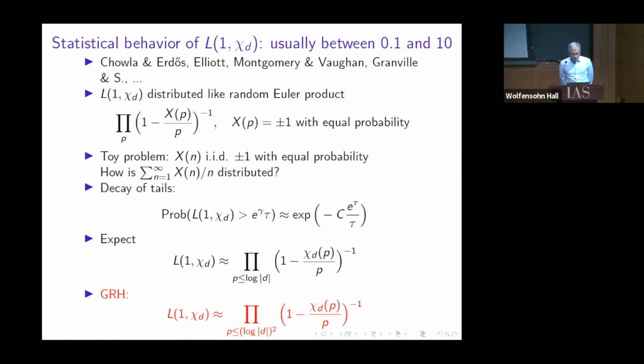We can't quite solve this problem completely. Even on GRH, you can only say that L(1, χ_d) is approximated by an Euler product going up to (log d)². So there's a little bit of lack of knowledge, even in this situation, between what we can say from GRH and what we might think is the truth probabilistically. But you could say that we have a pretty good understanding of this problem.